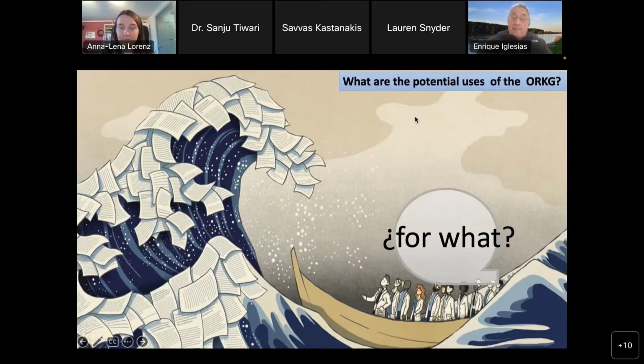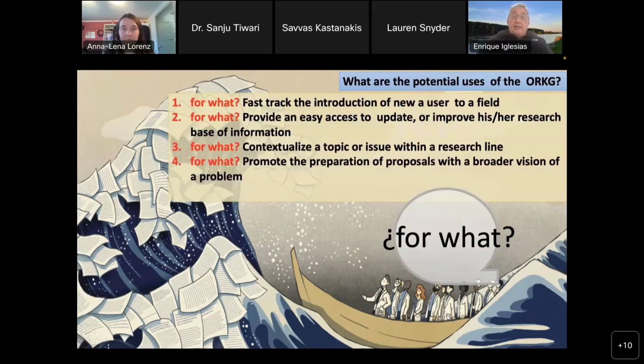So that means that we have this tool available. Our researchers can ask themselves, what can we use this for? And this could be some suggestions. These comparisons can be used to fast-track the introduction of a new user to a field, provide easy access to updated or improved base knowledge information on a field, help you contextualize a topic that you try to work on. It can even promote the preparation of proposals with a broader vision of the problem.